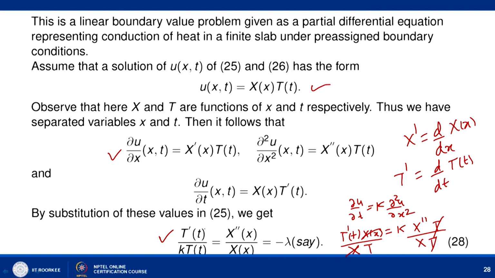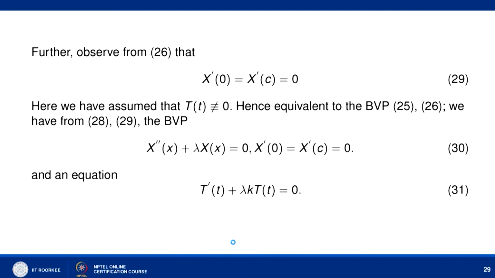Now if you look at this, one side is a function of t alone, and the other is a function of x alone, and they can be equal only when the ratio is a constant value. Let us say that the constant value is some minus lambda. We will see why it is minus lambda. You can use plus lambda, no problem, it is just a constant. Since this is a function of t and this is a function of x, they can be equal only when each ratio is a constant. So let us denote that constant as minus lambda.